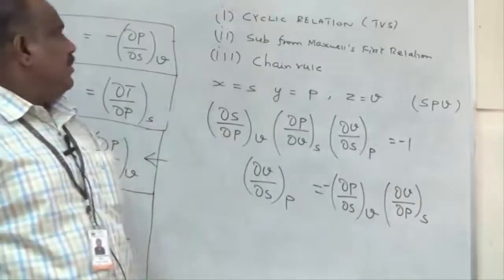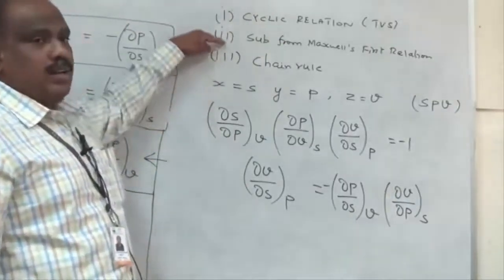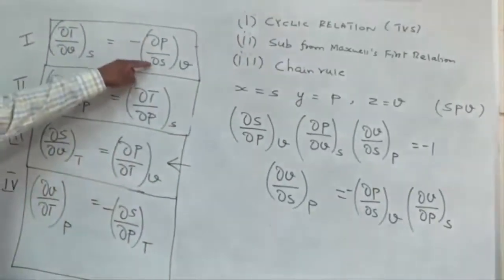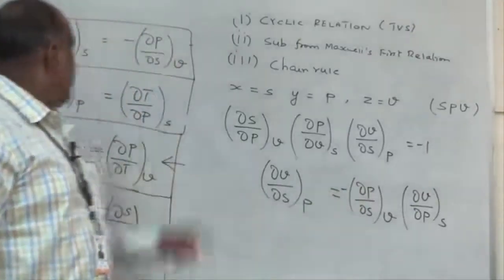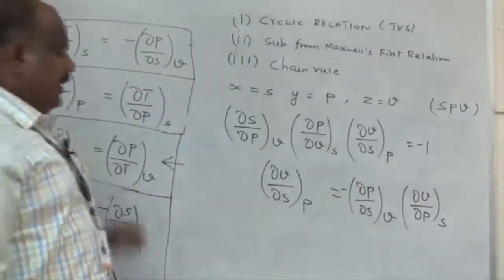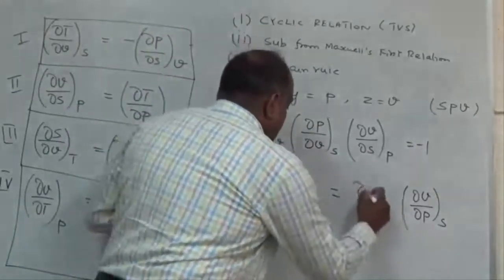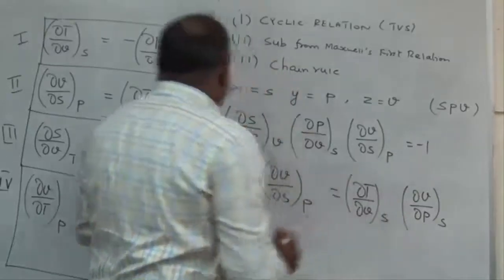The first step is applying the cyclic relation. What is the second step? To substitute for the Maxwell relation. So which term can I replace? Minus ∂P/∂S at constant volume. Here also I have ∂P/∂S at constant volume. So I can replace this term with ∂T/∂V at constant entropy.